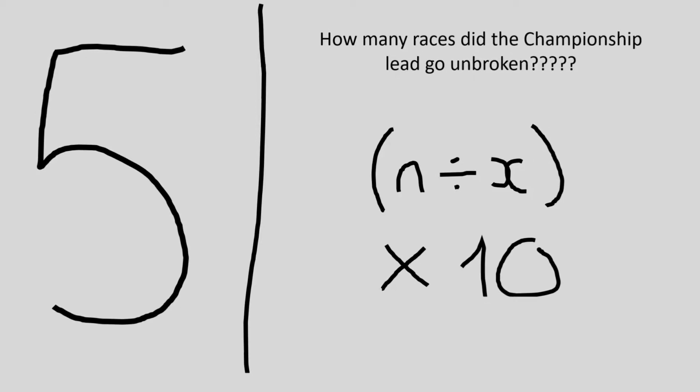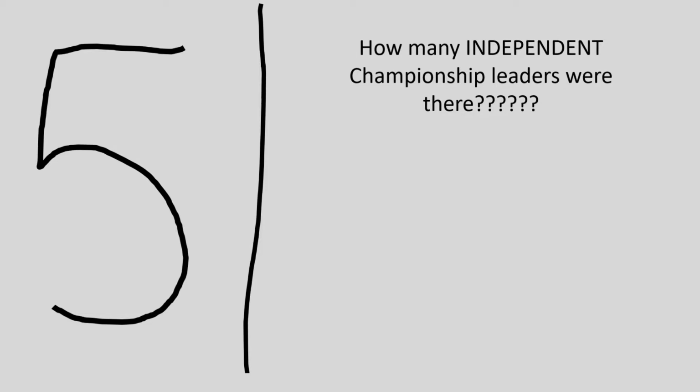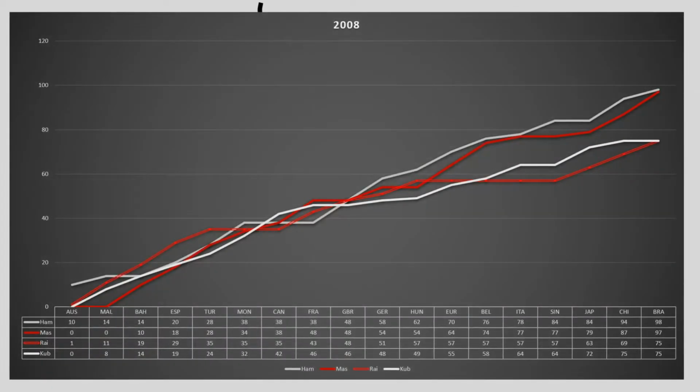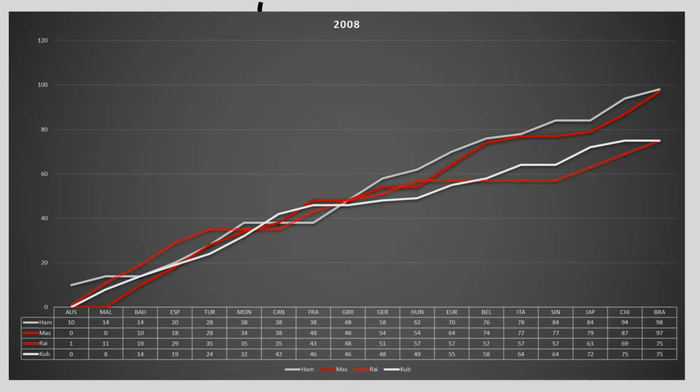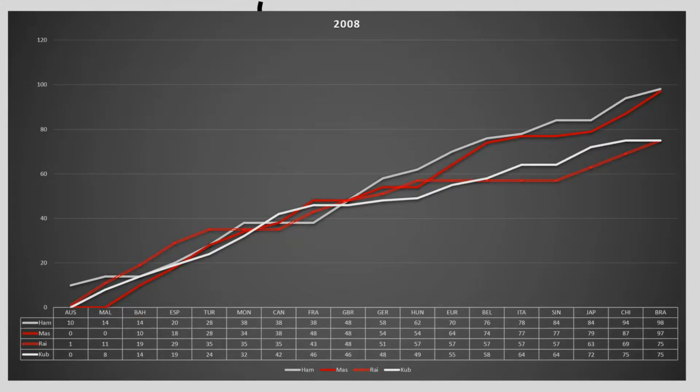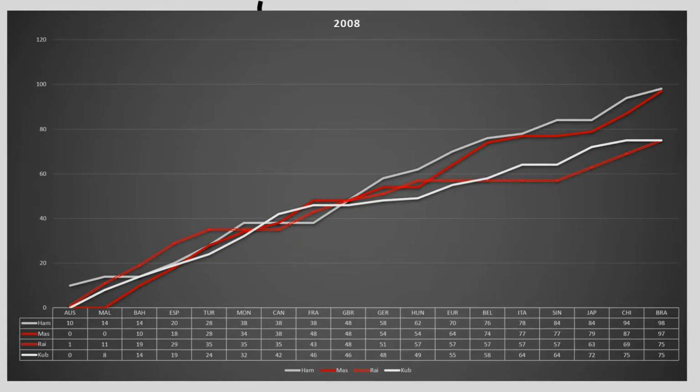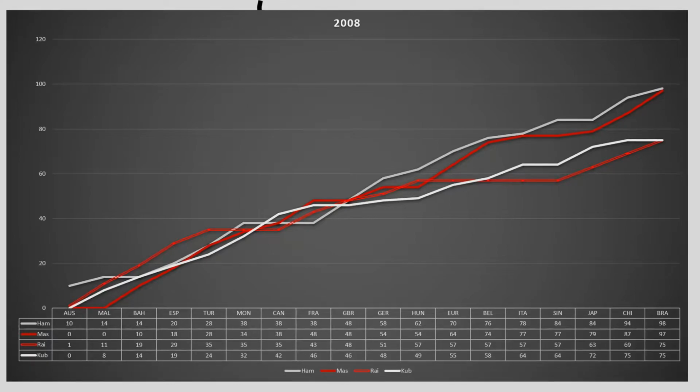And category number 4, how many independent championship leaders were there? Now I've highlighted the word independent as it's very similar to category number 5, but what I mean by this is, picture 2008, we have 4 individual championship leaders at any one stage during that year. We've got Lewis Hamilton leading at the start and then at the end. We've got Felipe Massa occasionally leading. We've got Raikkonen occasionally leading, and just for one race only, we had Robert Kubica leading the championship.